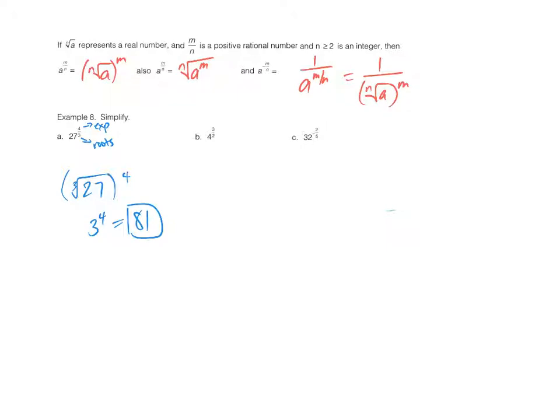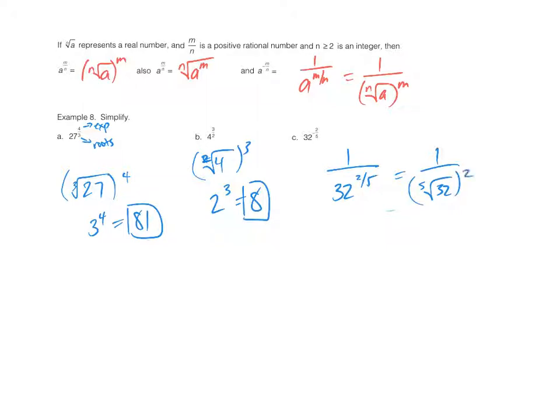In B, the other way to write this is the square root of 4, all raised to the third power. So the square root of 4 is 2. 2 cubed equals 8. In C, we have a negative exponent, so this becomes 1 over 32 to the power of 2/5. And the other way we can write that then is 1 over the fifth root of 32 squared. And the fifth root of 32 happens to be 2, so this is 1 over 2 squared, which equals 1/4.